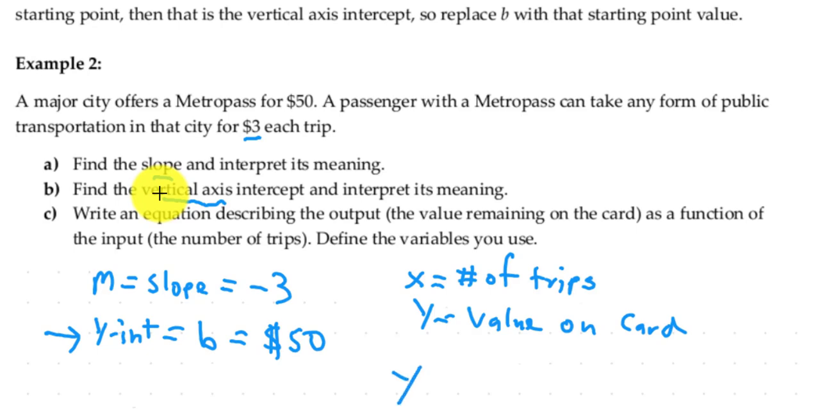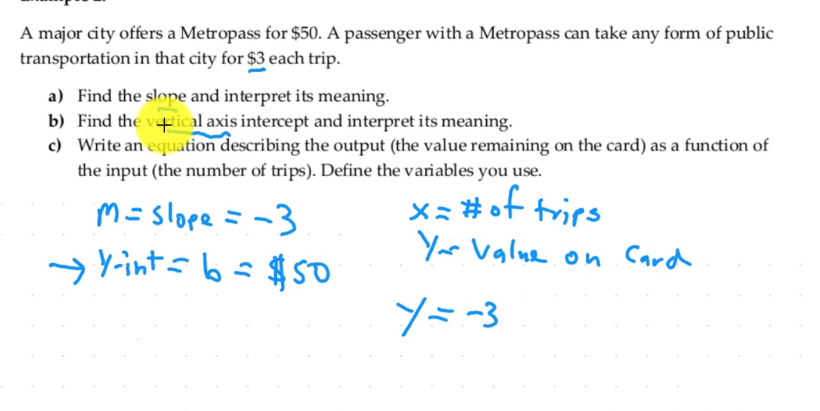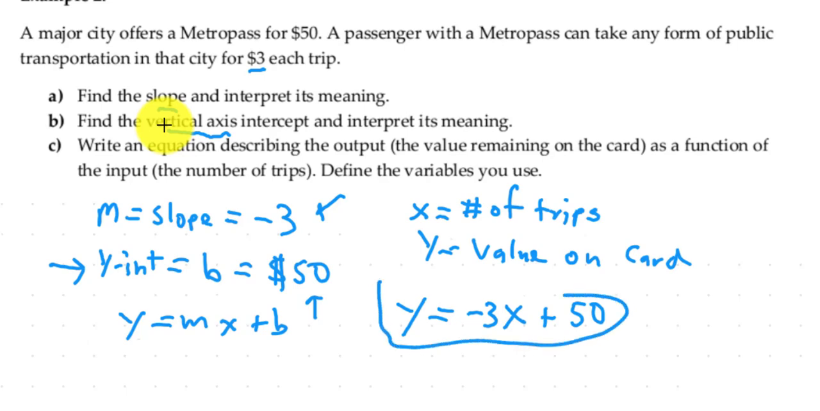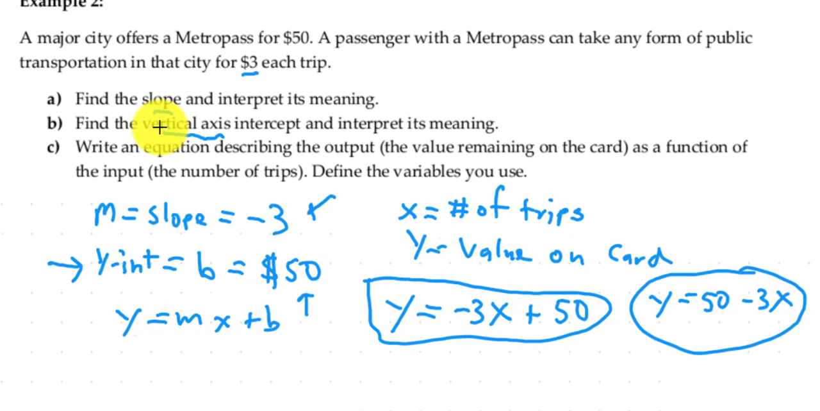So the value of the card is going to be the $50 minus 3x. My b, so when I'm thinking y equals mx plus b, the b was your $50, the m was your minus 3. So this is my equation. Now, if you wrote y equals 50 minus 3x, this is also correct. The order does not matter. Some people like to think of this as I start with 50. Every time I ride the train or bus, I lose $3, or $3 comes off the card, and x is the number of trips. So either one of these will work.